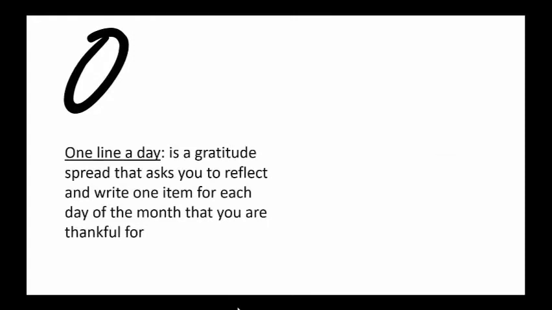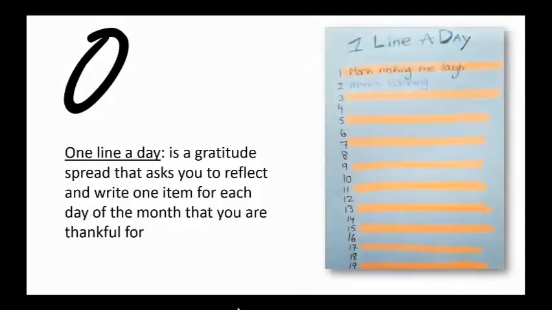Moving on, we go to O. And for O, we have something called One Line a Day. One Line a Day is a gratitude spread that asks you to reflect and write one item for each day of the month that you're thankful for. This is how I set mine up. Very simple. I mark the days of the week, and then I mark one thing. It doesn't matter what it is, it's just a place to help you self-reflect.